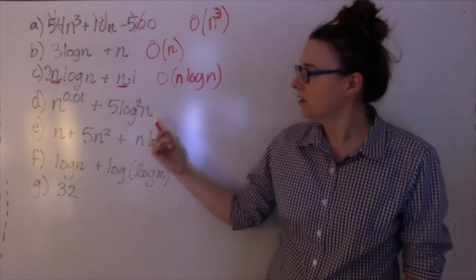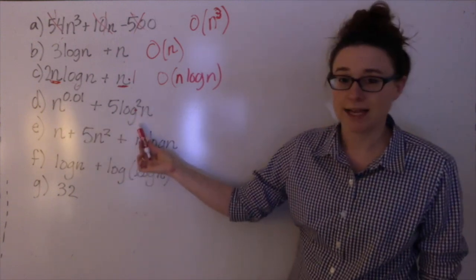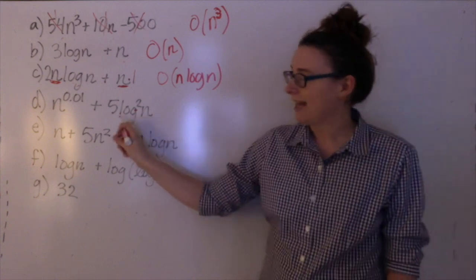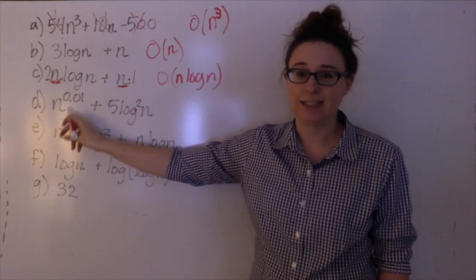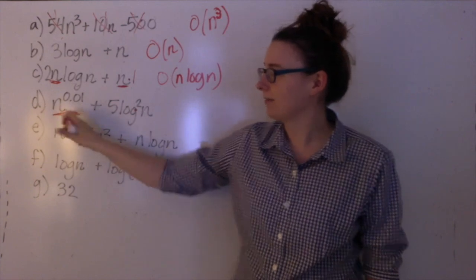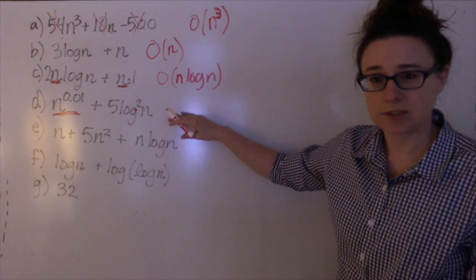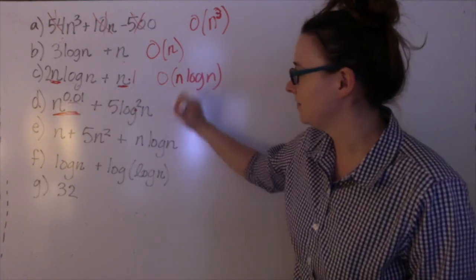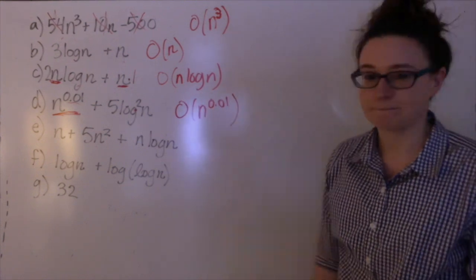Okay, for the next one, we have n to the power of 0.01 plus 5 log squared n. Again, if we go back to theorem 1.7, any logarithmic power grows slower than any polynomial, n to any power, even though this is a really small power. So this is our faster growing function. Because we want to use the smallest possible class of functions, we're going to use exactly this power here. So this is big O of n to the power of 0.01.